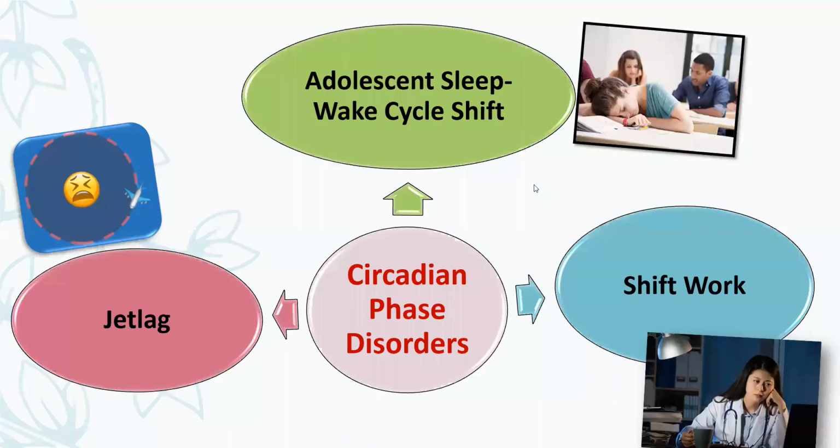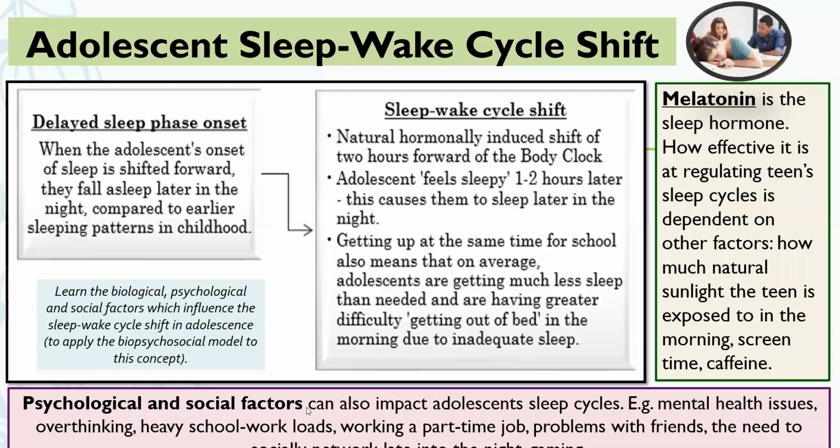Alrighty. So the 3 types of circadian phase disorders that we're looking at in this spread are adolescent sleep-wake cycle shift, okay? The shift work or the issues that people have with sleep who are shift workers, and as well as jet lag, okay? So the issues or interruptions to sleep that you have when you're constantly rapidly moving from one time zone to the next and your sleep-wake cycle is trying really hard to catch up, but it can't. Okay, so that's the basic idea. So the first one is called the adolescent sleep-wake cycle shift.